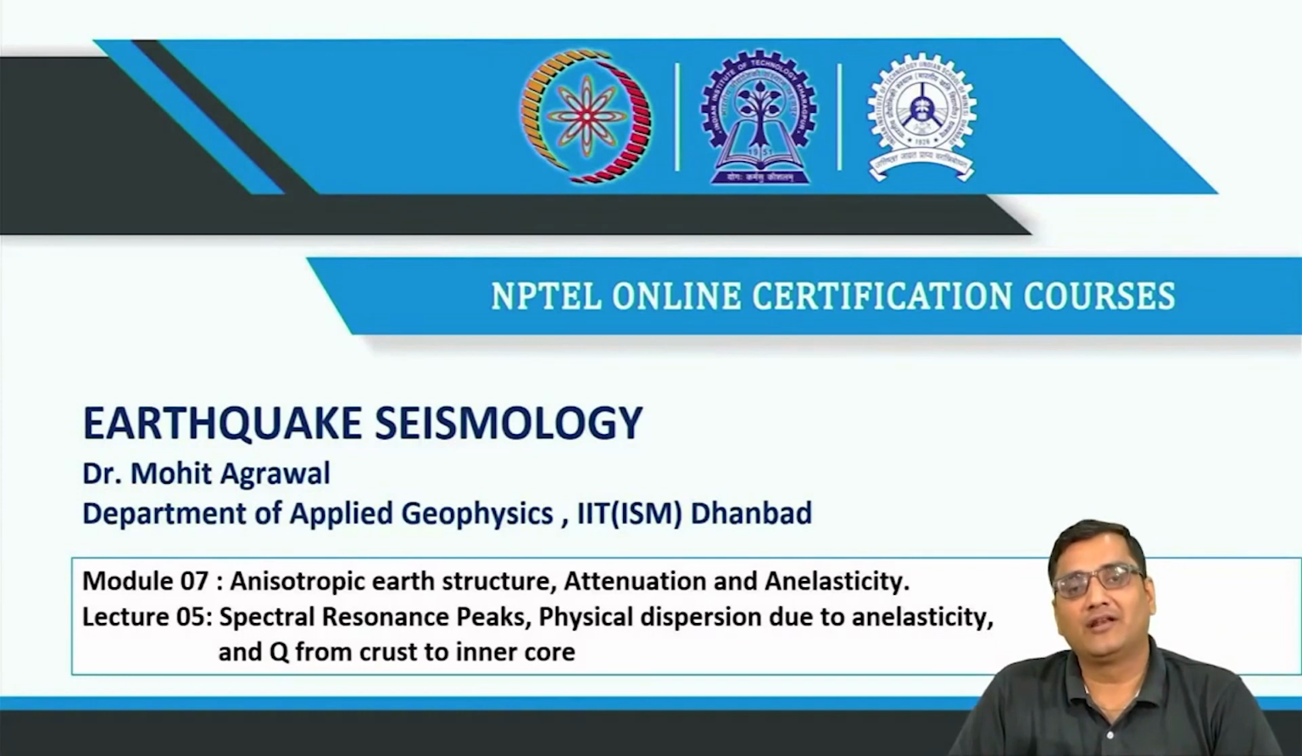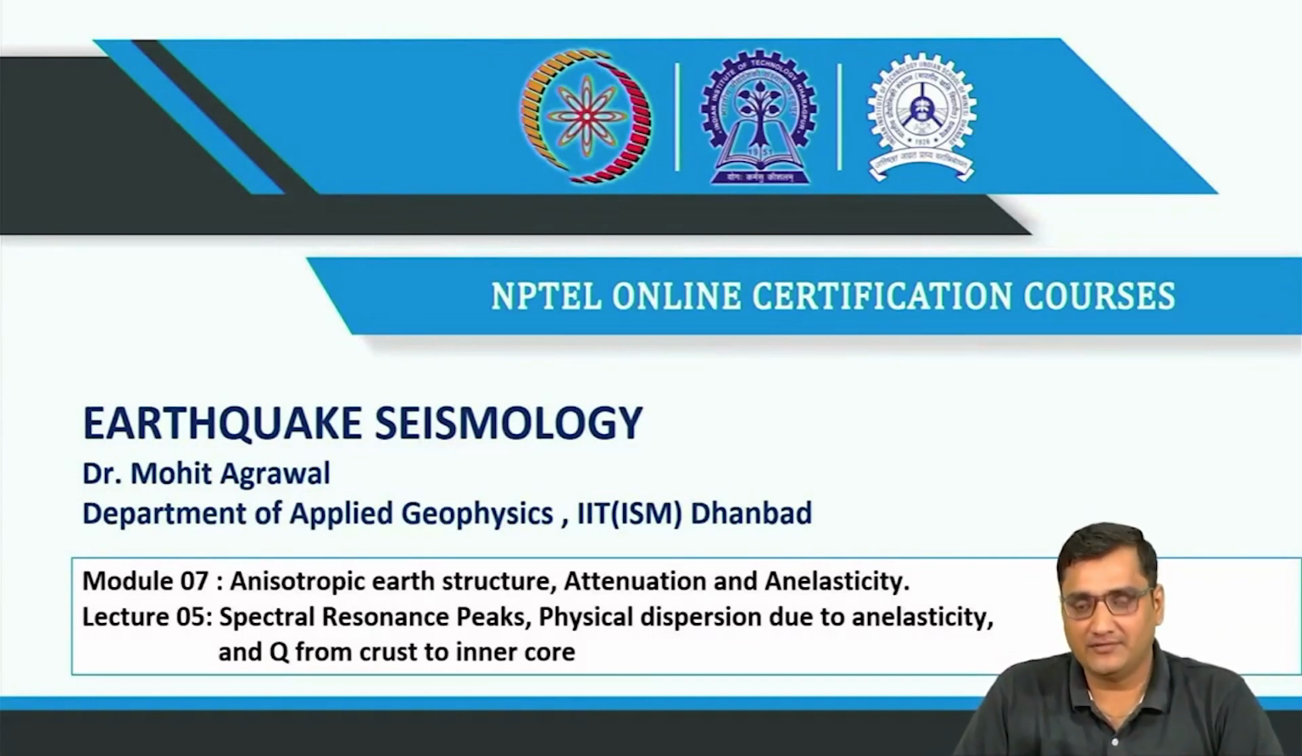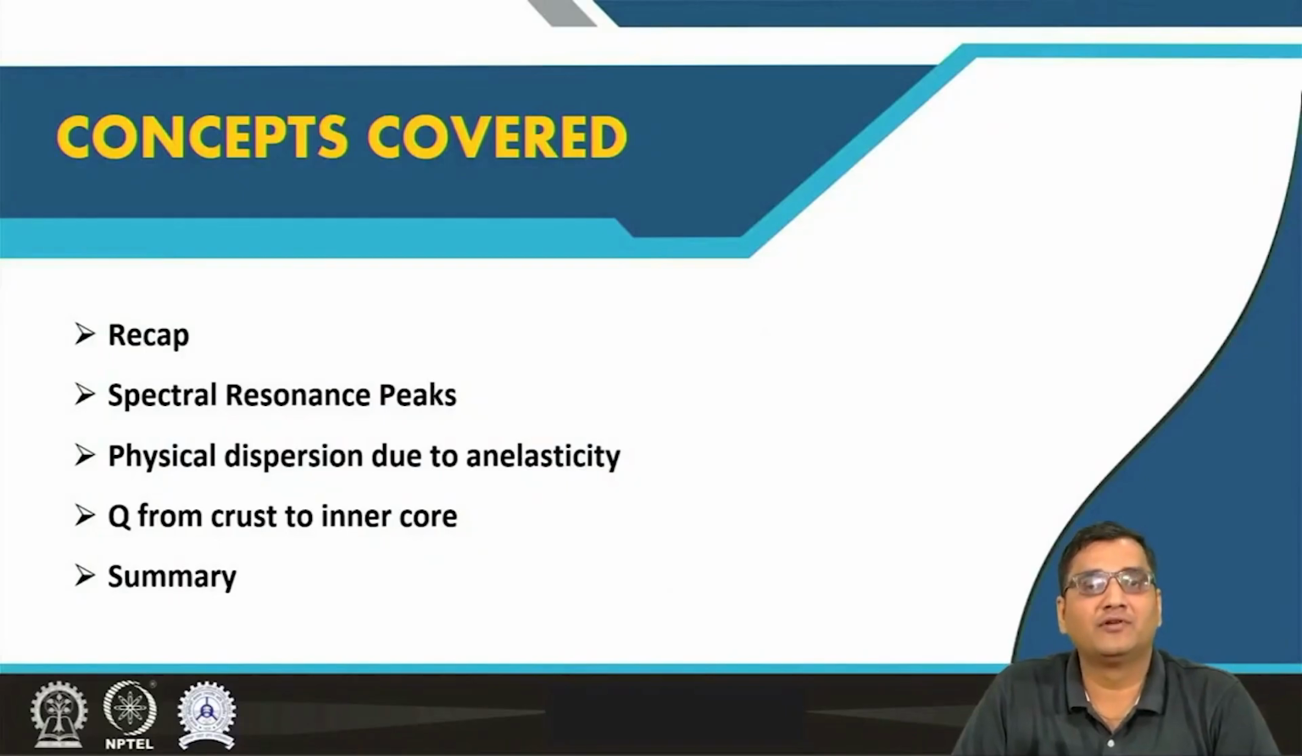Hello everyone, welcome to lecture 5 of module 7. So this is the last lecture of this module. In the last lecture today, we are going to cover the following concepts. Before we start the lecture, we will have a small recap of what we have learnt in the previous lecture. Then we will be learning about the spectral resonance peaks, and after that, we will be learning about physical dispersion due to anelasticity, and then we will see how the quality factor varies from the crust to the inner core, and then we will have a summary of the entire module today.